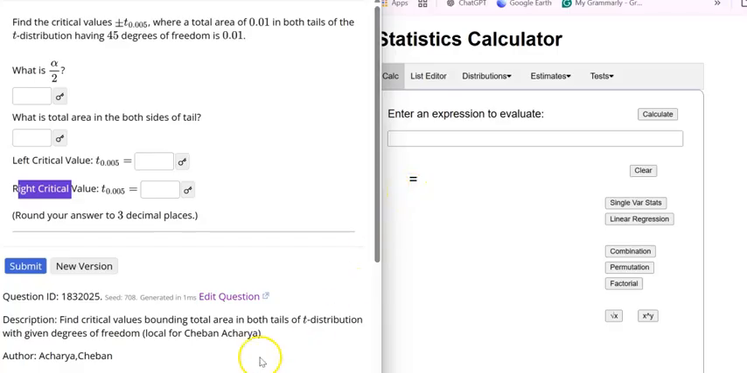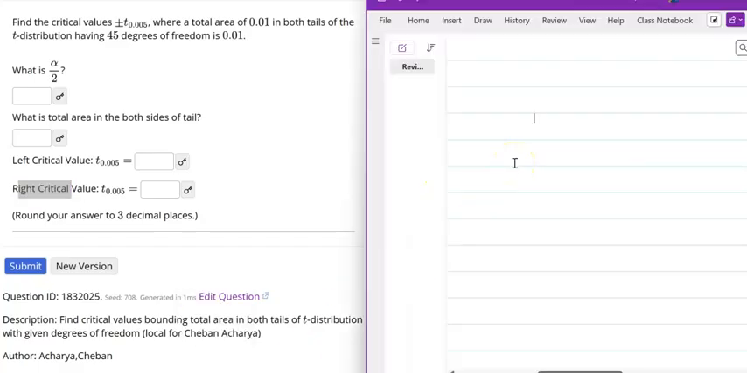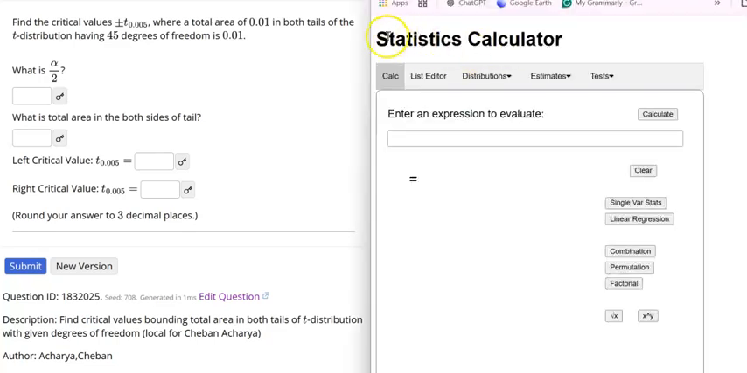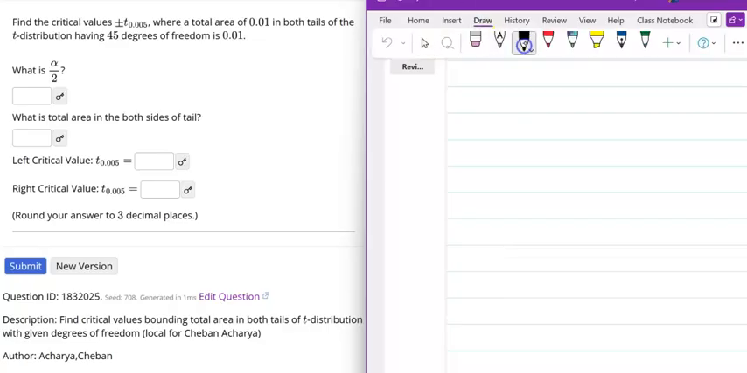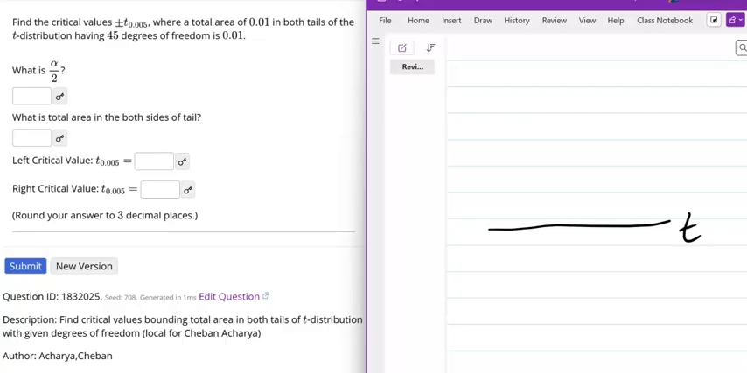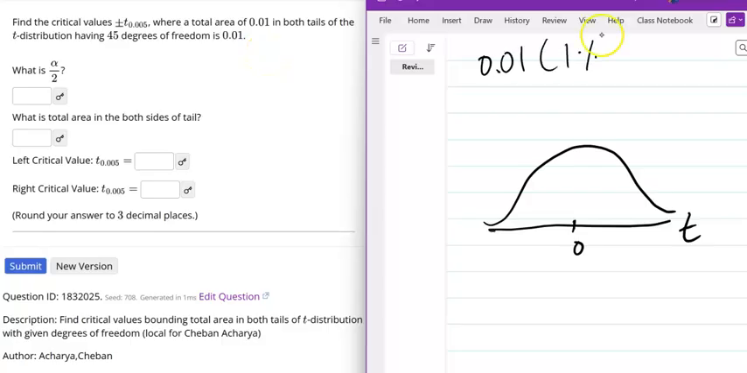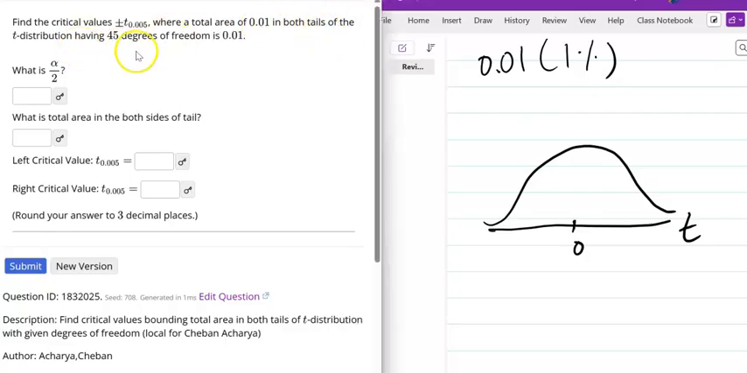So I'm going to first draw the graph for this question, how it looks, and I'll find the critical value using this statistics calculator online. Okay, so this is the t line. I'm drawing the t distribution, and that's what the curve looks like. So this is the zero, which is the mean, and here the total area is 0.01. Okay, 0.01, basically you can think of it as 1%. So in this case the total area is 1% on both sides of the t distribution.